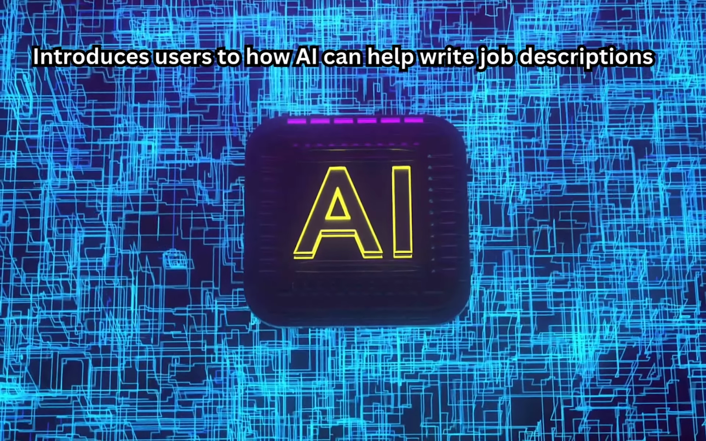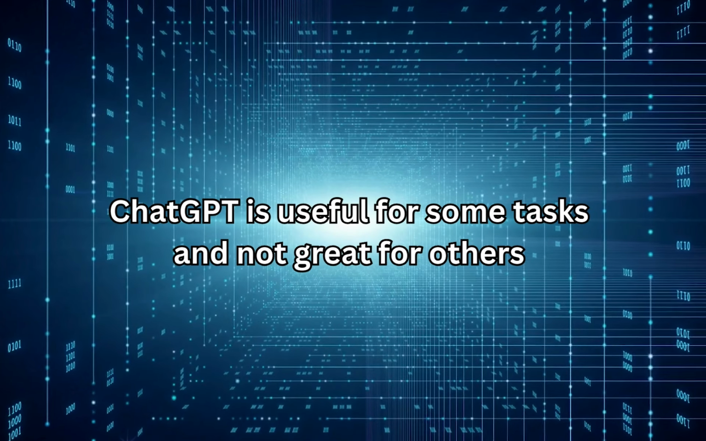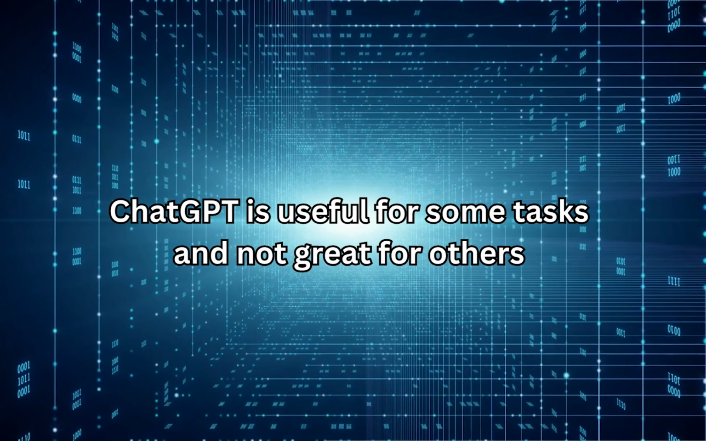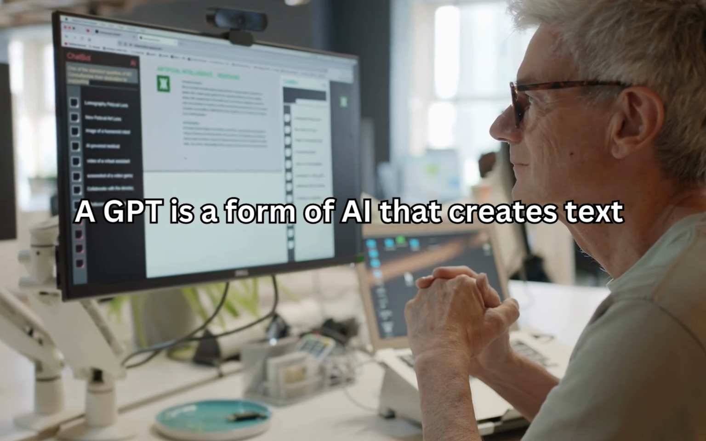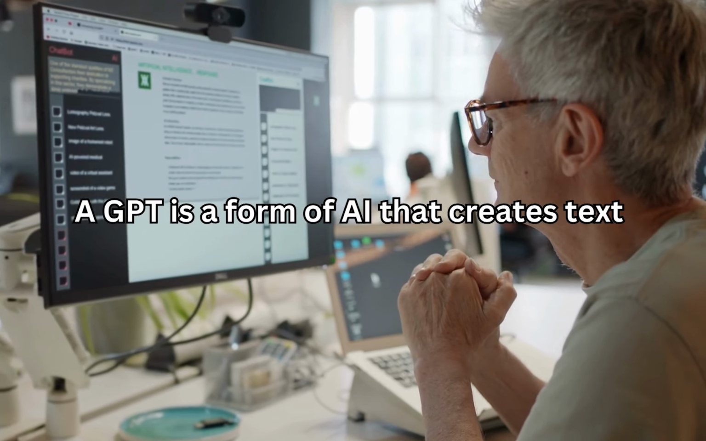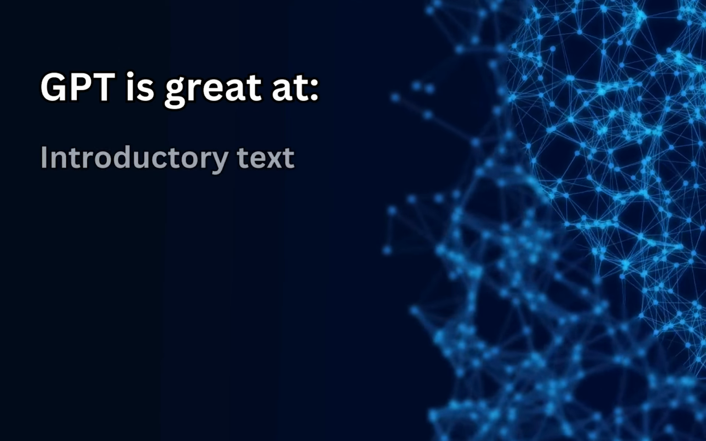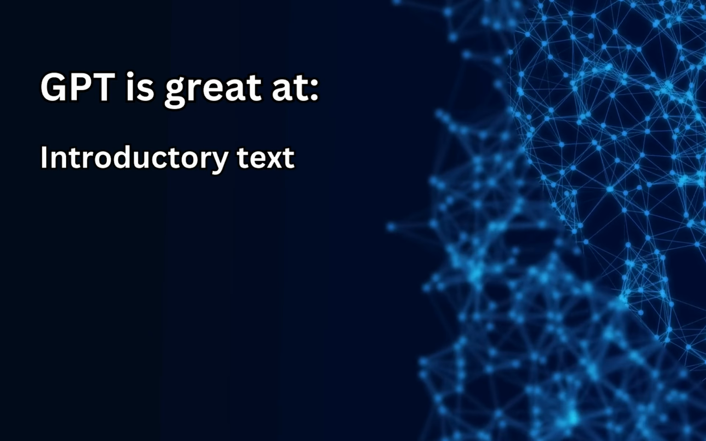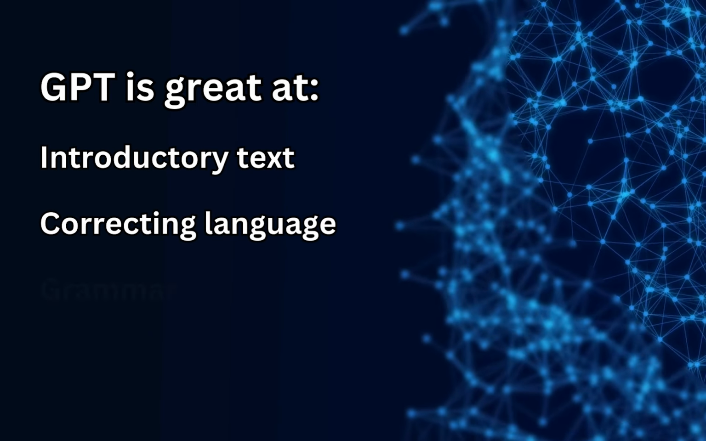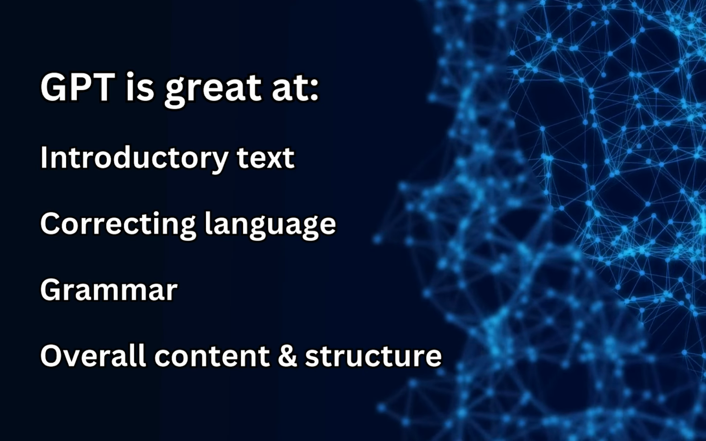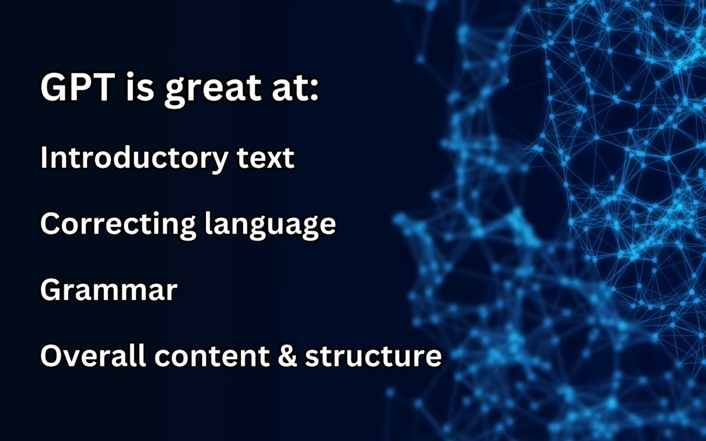job descriptions. If you've never used ChatGPT before, I would say there are some things that are pretty useful and some things that it's not that great at. Essentially, GPT is a form of AI that creates text. So it's great at coming up with an introductory text, helping to correct language or grammar, providing overall content and structure in a pretty standardized way. But it does have its limitations.